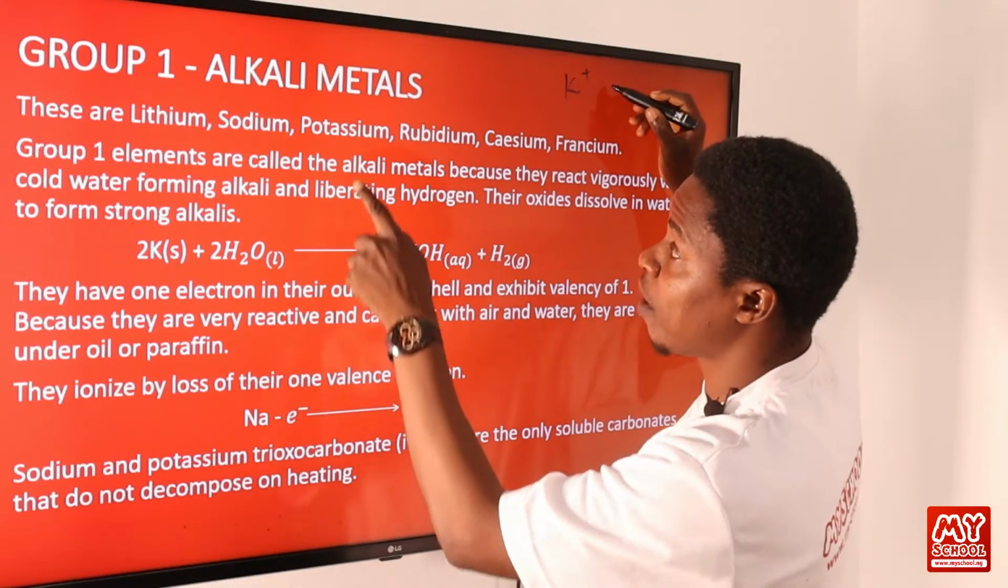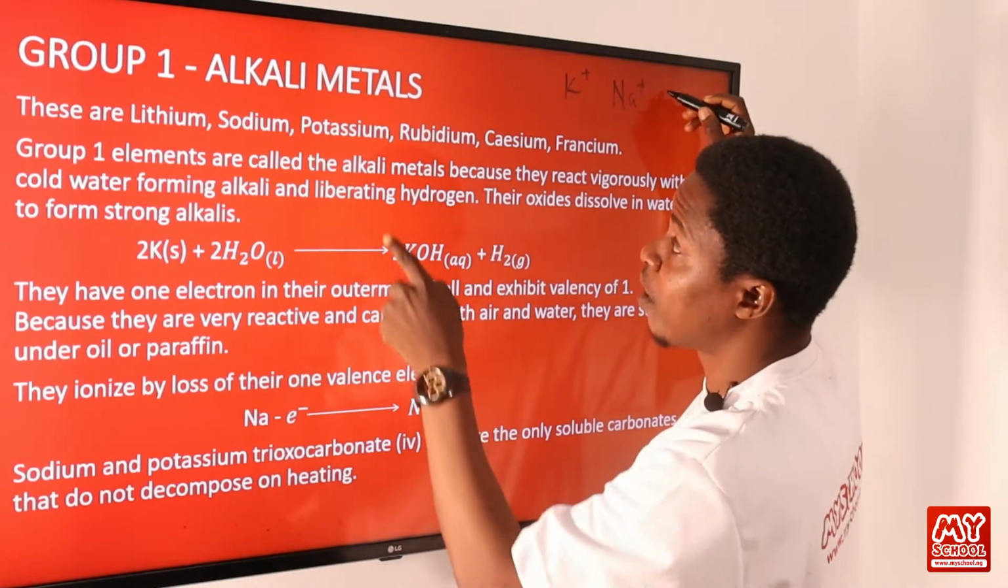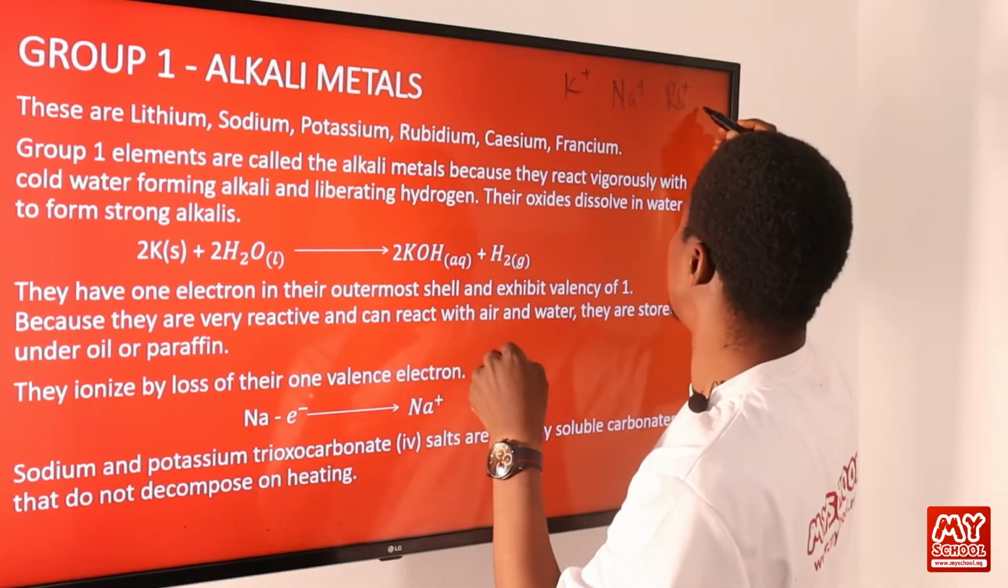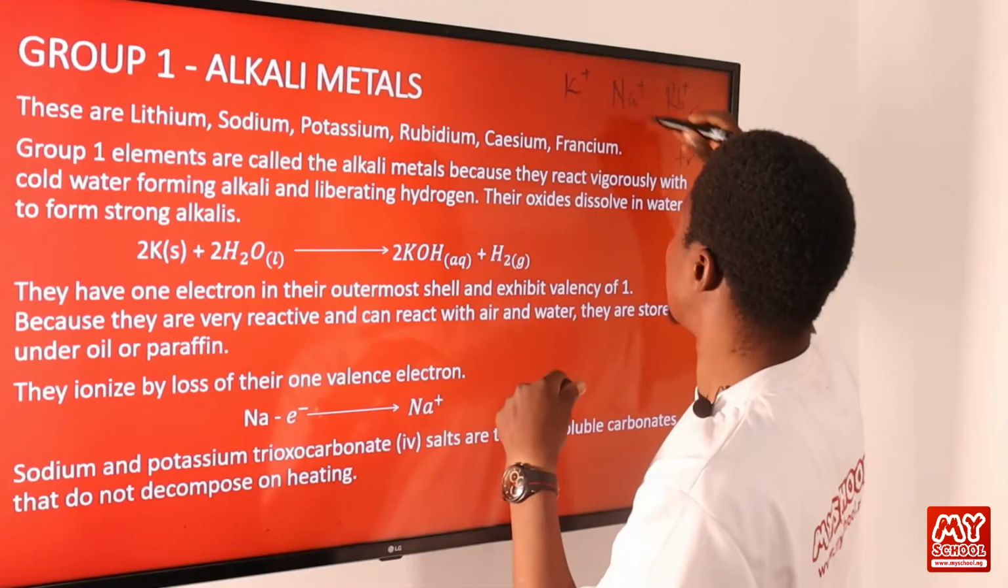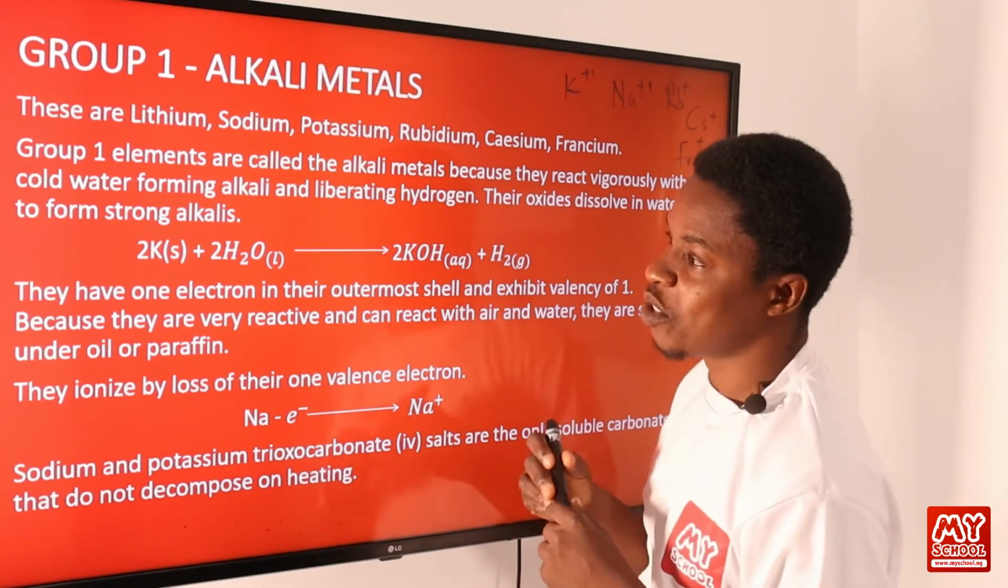When you want to represent the ionic state of sodium, you write Na+. For rubidium, you write Rb+, and so on. Cesium is Cs+, and then we have francium, Fr+. So all of these, because they are in group 1, have a valency of +1.